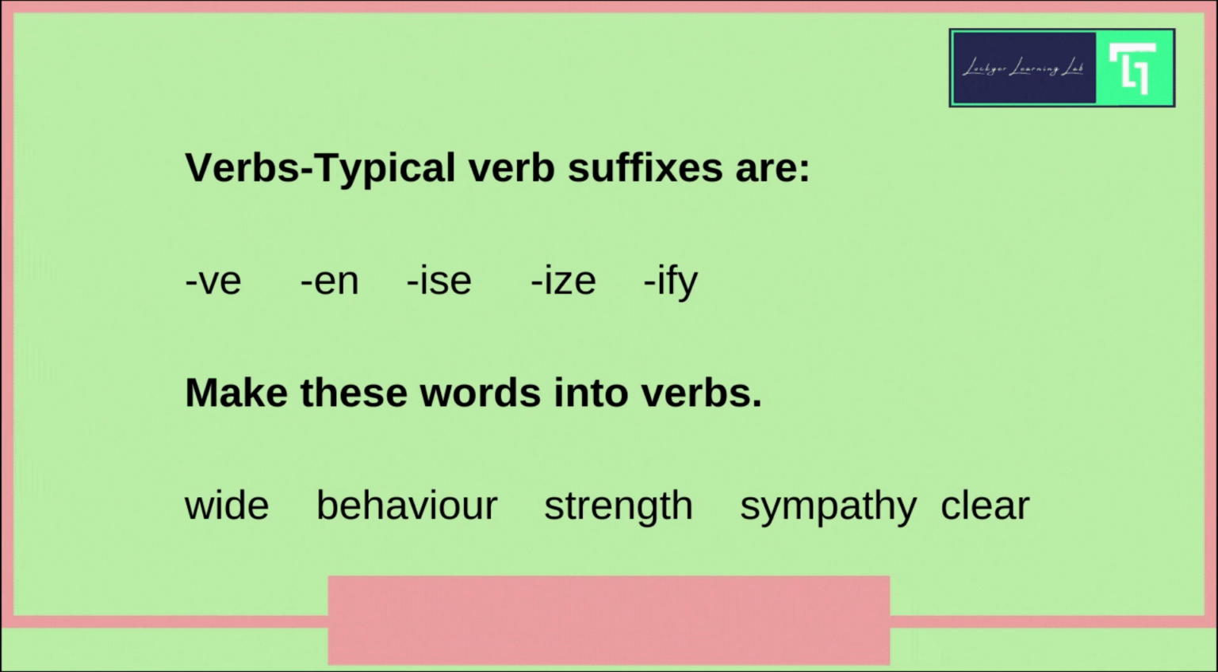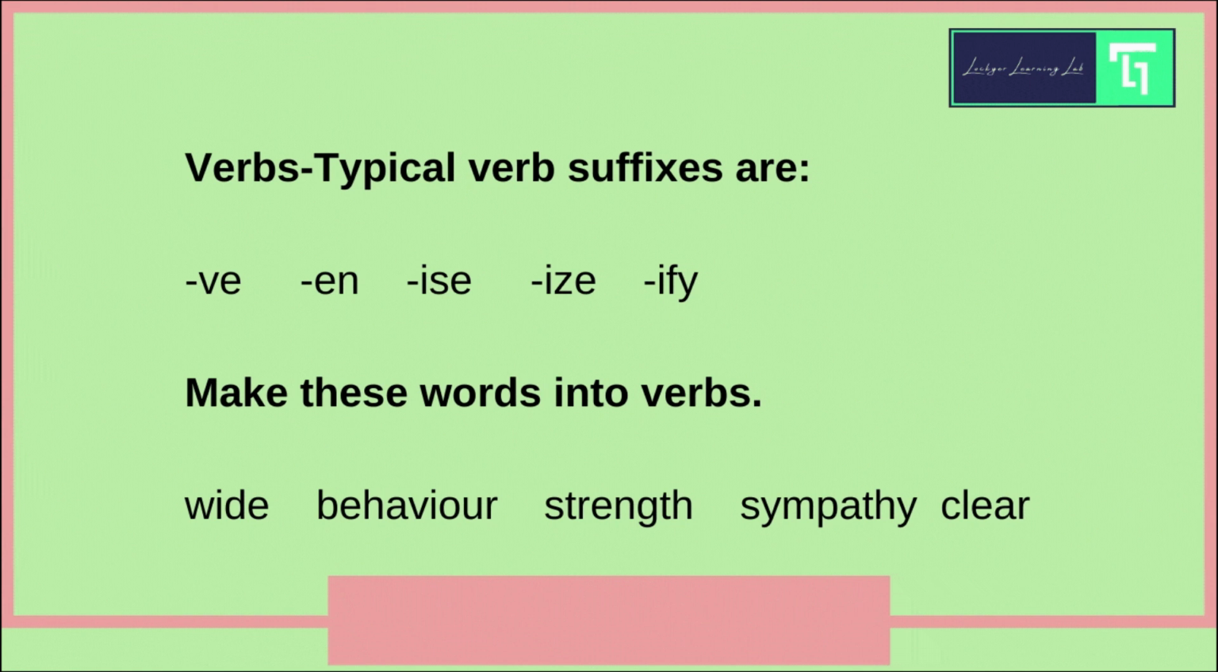Now, we've got wide. Maybe the road is very narrow, the opposite of wide. We need to make it so that it's not narrow. So what is the verb? We're going to widen the road. We're going to make it wider. So that's one way of making a verb, okay, from this adjective.